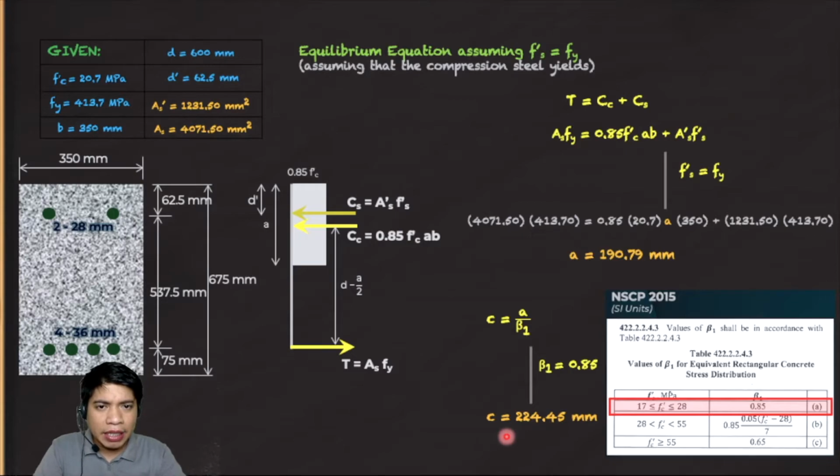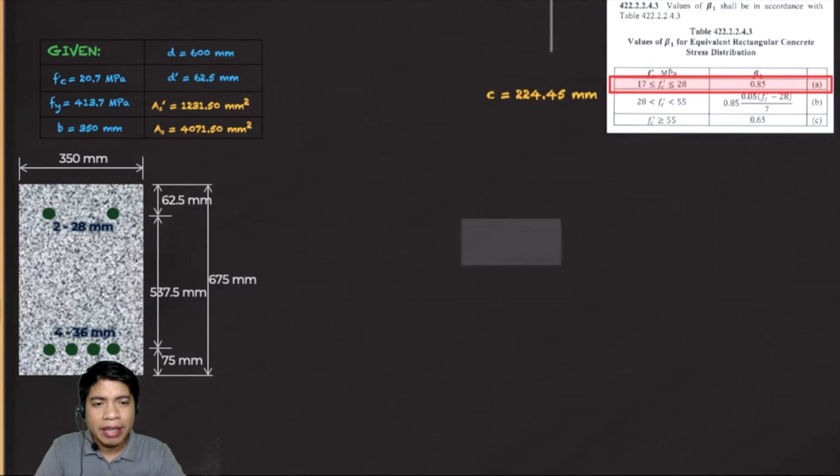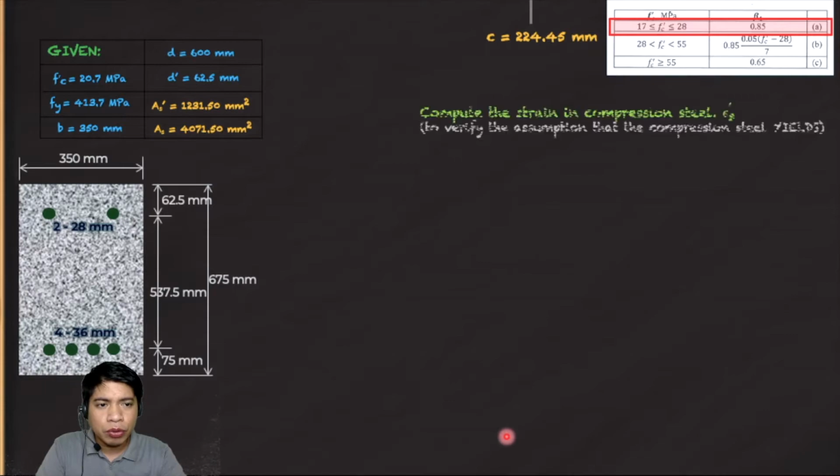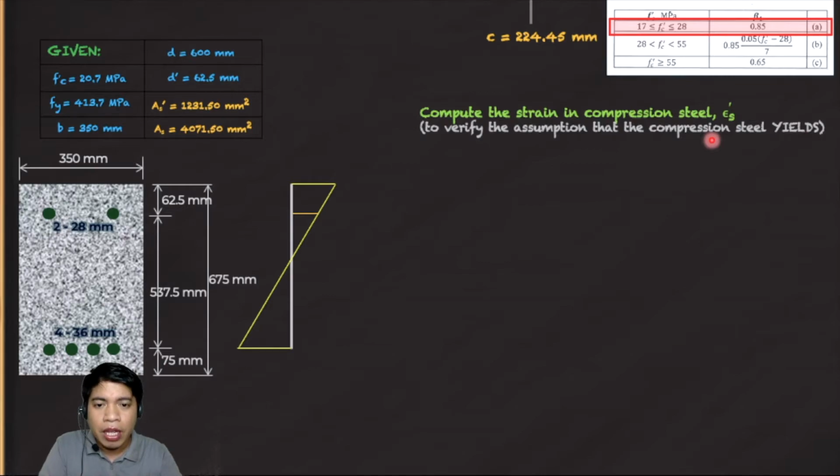Okay, so ngayon guys, na-compute na natin guys yung A at saka C. So ang next natin na gagawin is kailangan natin i-find out kung tama ba yung ating assumption na mag-yield si compression steel. So we will compute the strain in compression steel, that is epsilon sub S prime. That is to verify the assumption that the compression steel yields. Okay, so gawa muna tayo guys ng strain diagram. So ito na ngayon yung ating strain diagram guys. So yung ating strain sa concrete is 0.003. Tapos, ang tawag natin dito sa strain na to is the compression steel strain. So ito yung i-compute natin.